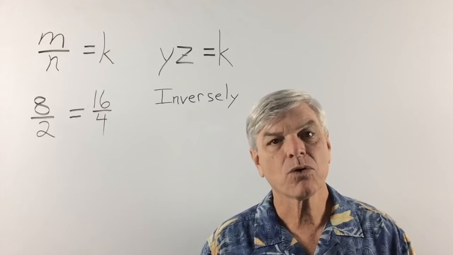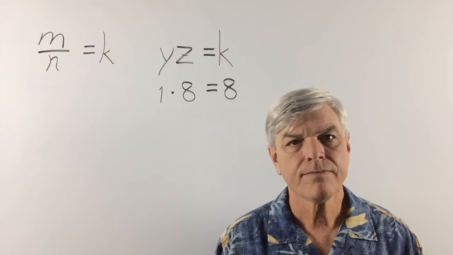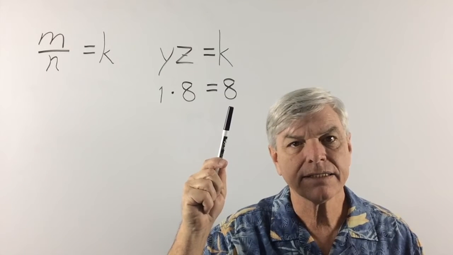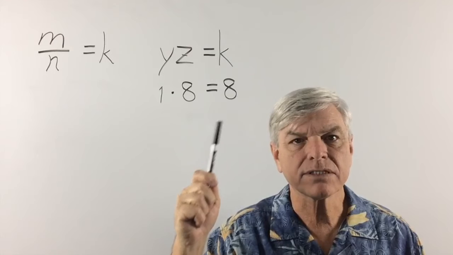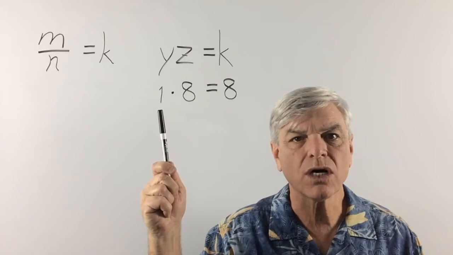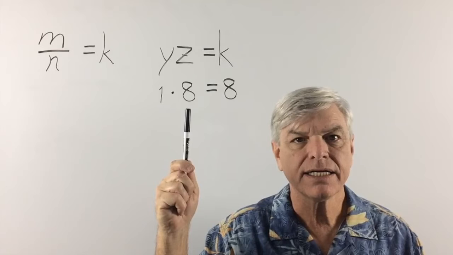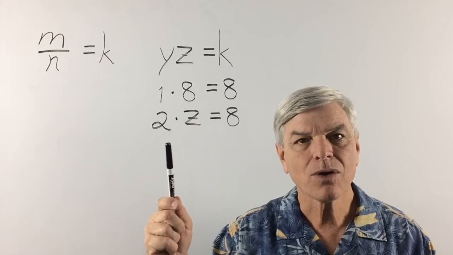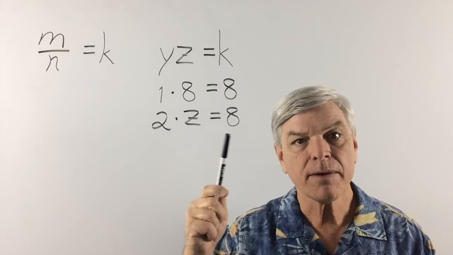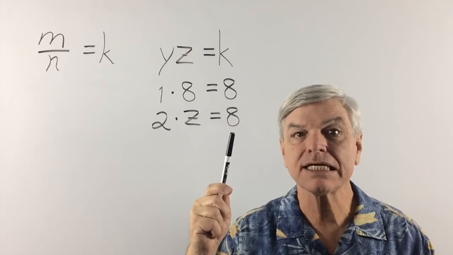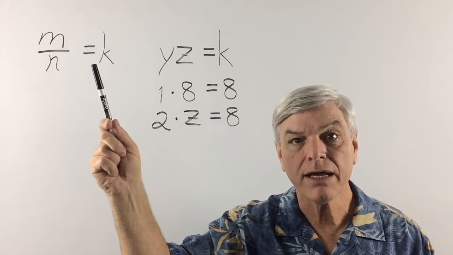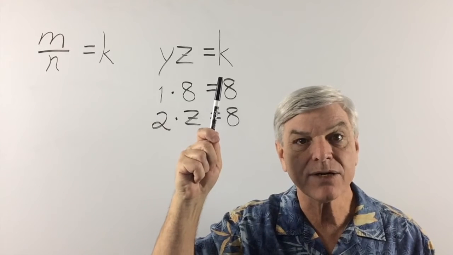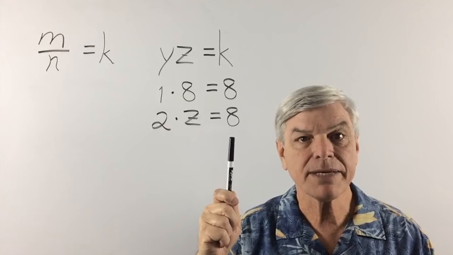But inversely, it works just the opposite. If I tell you that our inverse constant, k, equals 8, let's try out some numbers. I'm going to say that y equals 1. That's going to make z equal 8. Now let's double y. Well, if we double y, we're not going to double z. Remember, our constant is 8. Constant means it doesn't change. When we're varying directly, the k doesn't change. When we're varying indirectly, the k doesn't change. So it's always going to be 8.